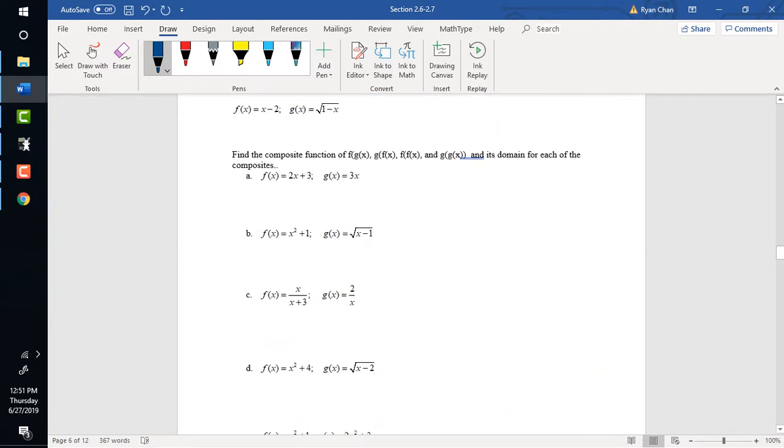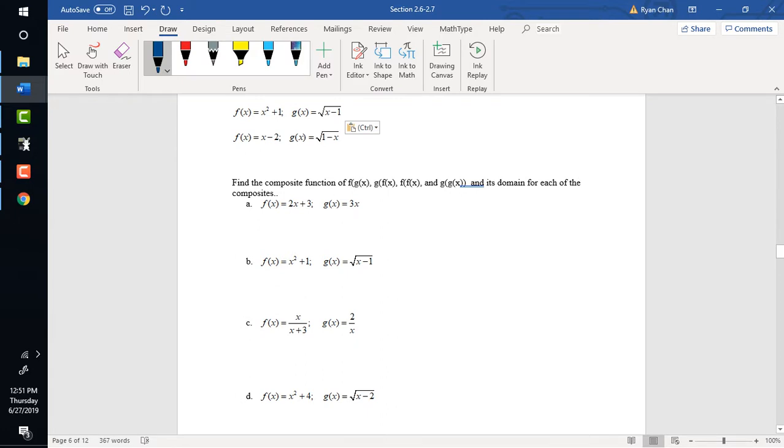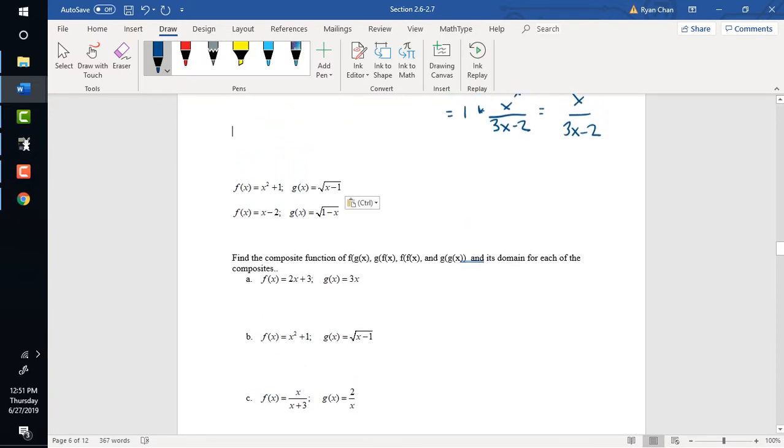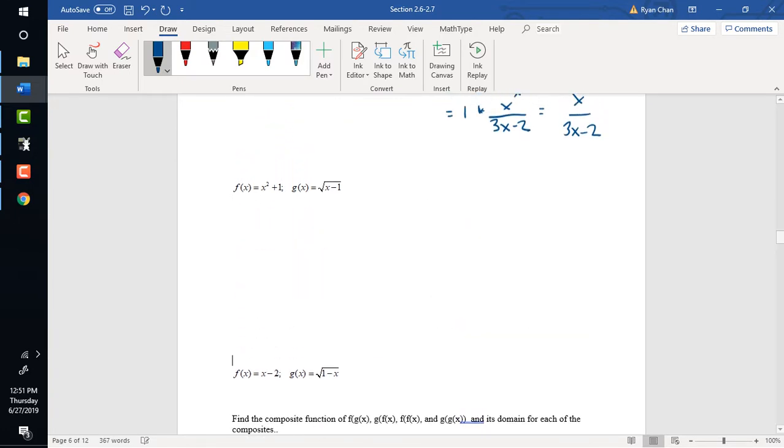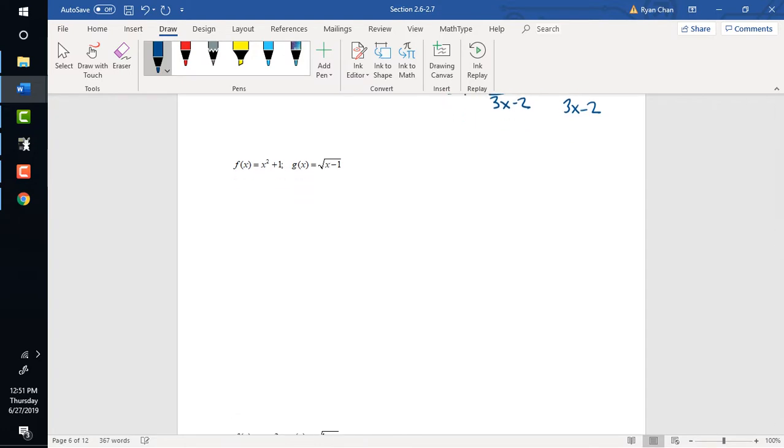Apologies for that. Here we go. So let's say here, once again, we're being asked to find f of g of x. So I have, let's say you're being asked f of g of x again. Same thing. We want to replace x with g of x.